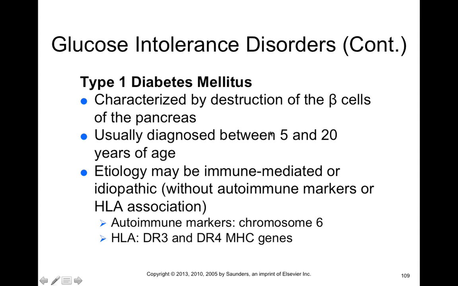So the beta cells don't release insulin. It's believed to be an autoimmune etiology where someone's immune system is actually killing off or attacking their beta cells. And because their beta cells are being removed, then they actually have deficiencies in insulin in the long run, and it's diagnosed usually between 5 and 20 years of age.